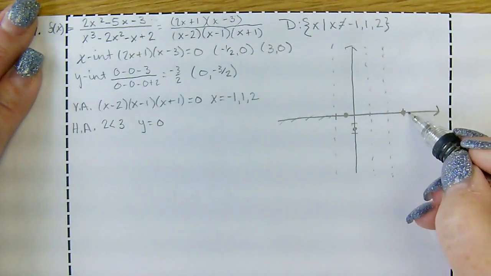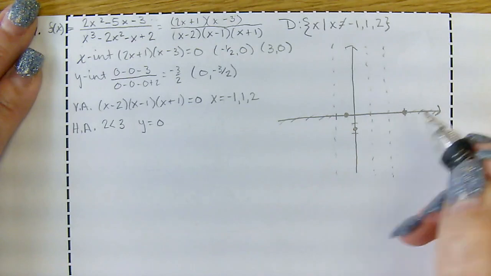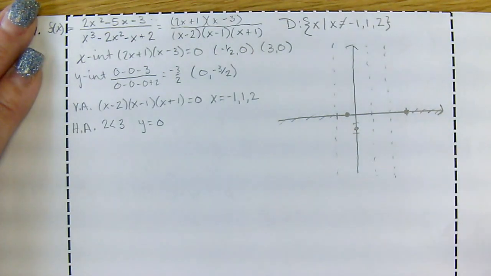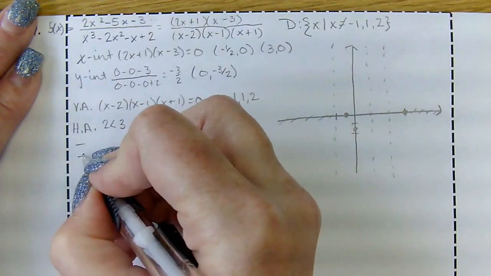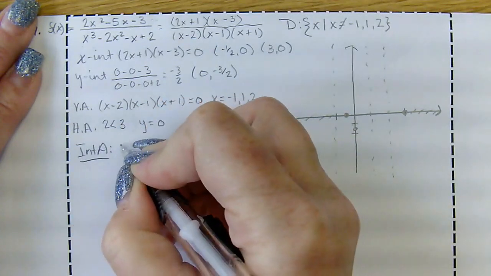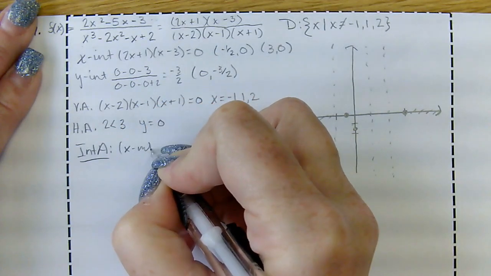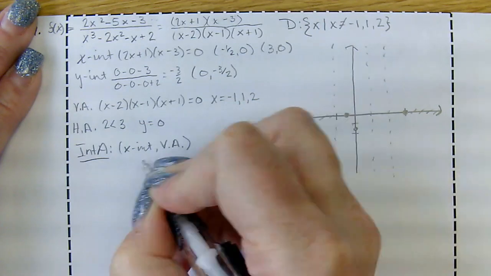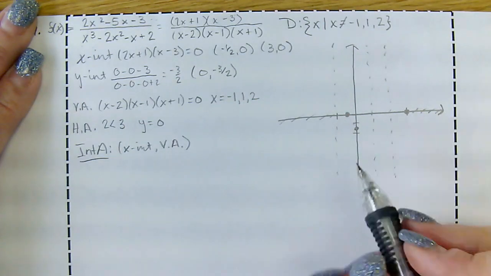And I'm only going to put it at the ends because it only affects negative infinity and positive infinity. It doesn't affect those middle terms. So I now need to do my interval analysis, and like always, they come from x-intercepts and vertical asymptotes. And if you graph those on your graph, it's much easier to see.